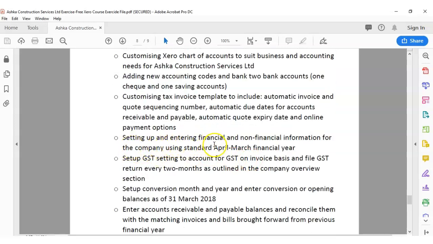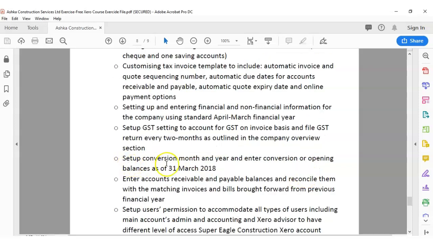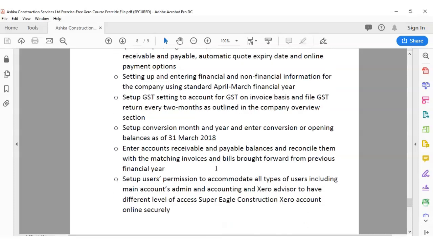Set up and entering financial and non-financial information for the company using standard April to March financial year. Set up GST setting to account for GST on invoice basis and file GST return every 2 months as outlined in the company overview section. Set up conversion months and conversion year and enter conversion or opening balances as 31st of March 2018.